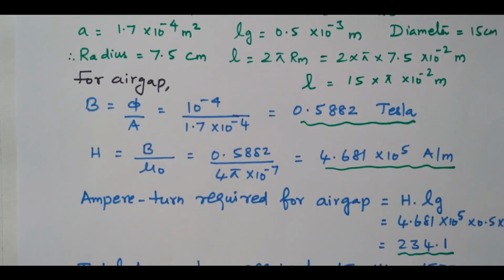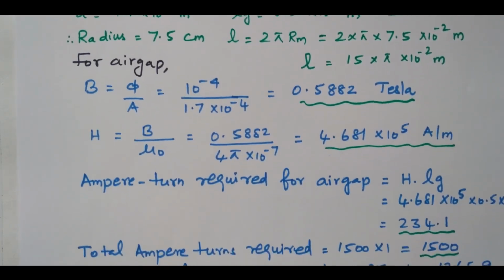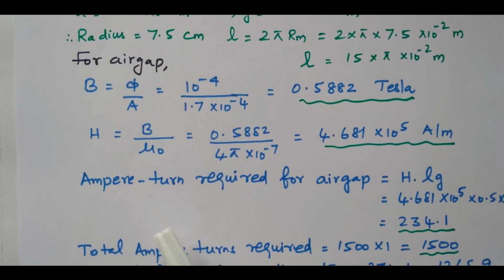Now we'll find the ampere turns for the air gap. N into I, the ampere turns for the air gap, equals H into Lg. H we calculated as 4.681 into 10 to the power 5. The length of the air gap is 0.5 millimeter, that is 0.5 into 10 to the power minus 3 meter. After simplification, we got 234.1. The ampere turns required for the air gap is 234.1.